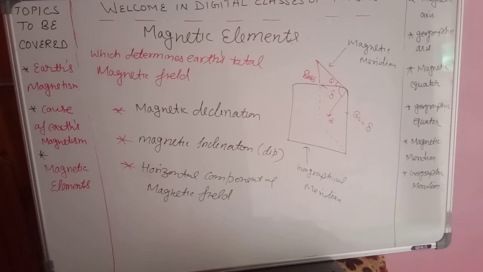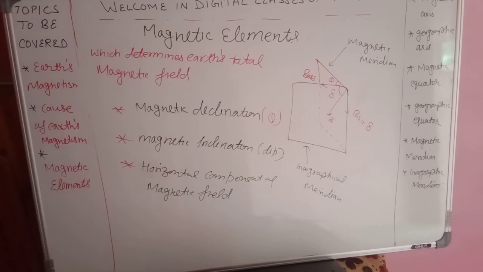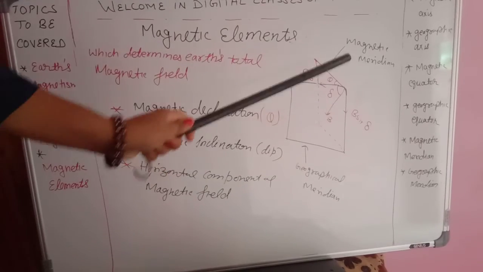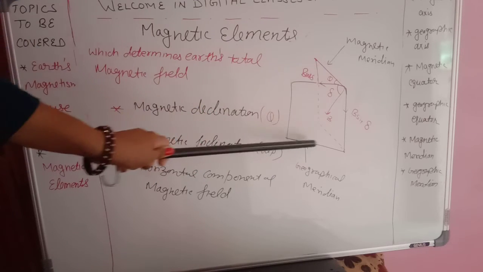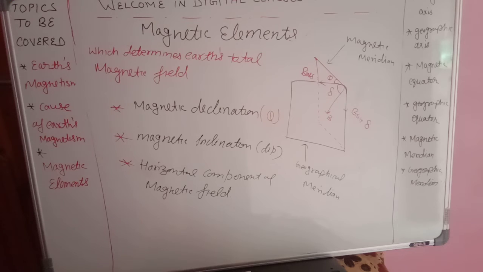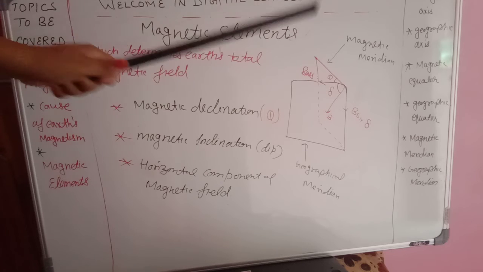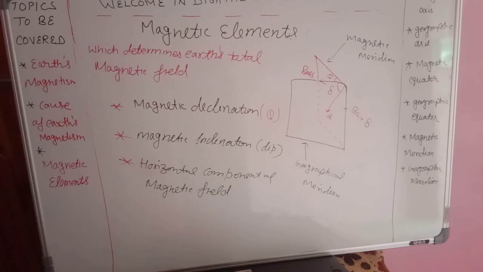Let us explain all of this one by one. So first is magnetic declination, and it is denoted by theta. Let us see the diagram. In the diagram I have drawn 2 meridians. One is the geographical meridian and the second is the magnetic meridian. Now geographical meridian and magnetic meridian, you have to draw just like an open book. Both will be at an angle theta, and this angle theta is called magnetic declination, means the angle between geographical meridian and magnetic meridian is called magnetic declination.